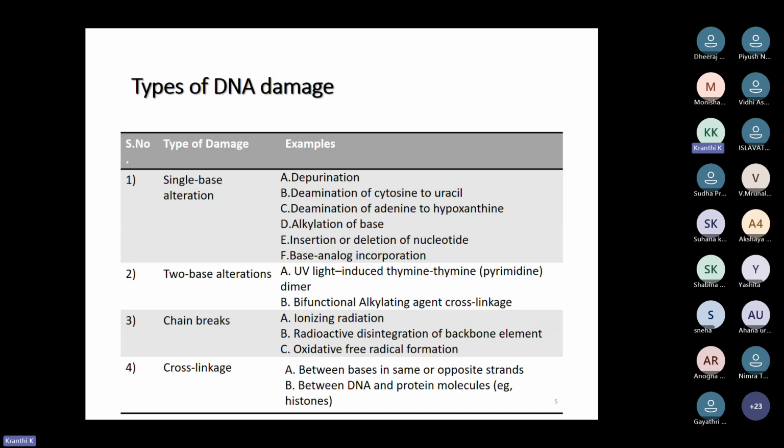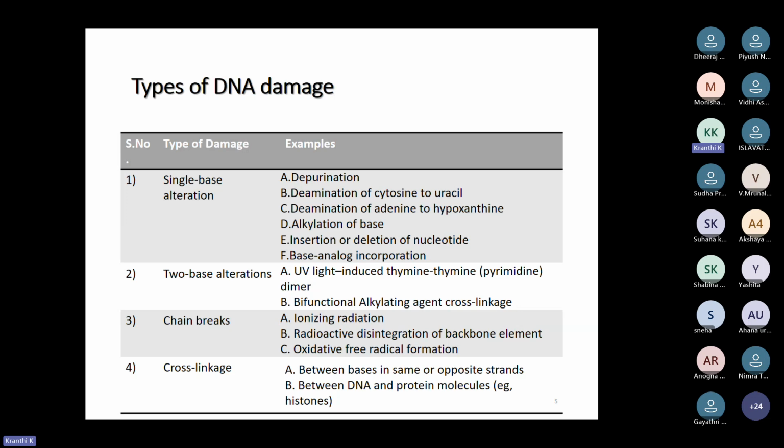So single base alteration may happen. These are all the different examples, right? Then two base alterations may also happen. Not only single base, sometimes two alterations also happen. For example, you take the thymine. Because of ultraviolet light, thymine dimer will form. Usually, adenine will be paired with the thymine, right? But here sometimes the thymine will pair with the thymine in a single strand. In the same strand, the thymine will get connected with the thymine.